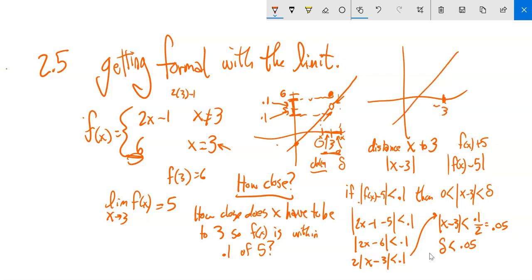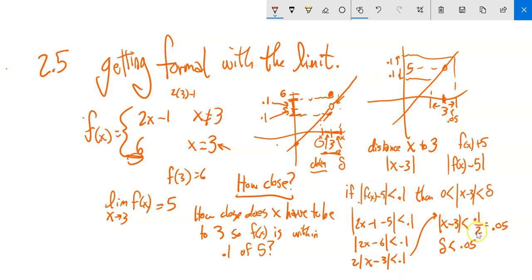Here's 3. If I pick something that's less than 0.05 away from 3, I can guarantee that my output will be within 0.1 of 5. And now, if that's not close enough to you, fine. Change this value. If you make this a 0.01, it's the same thing.